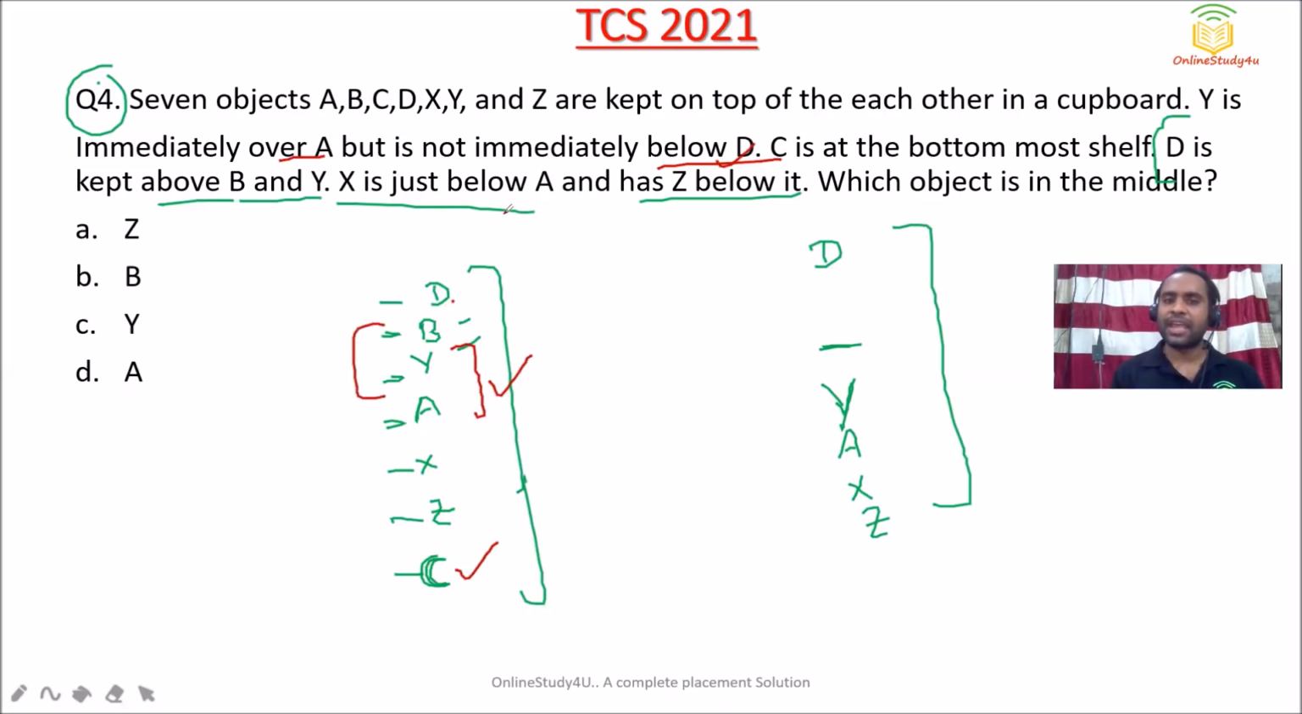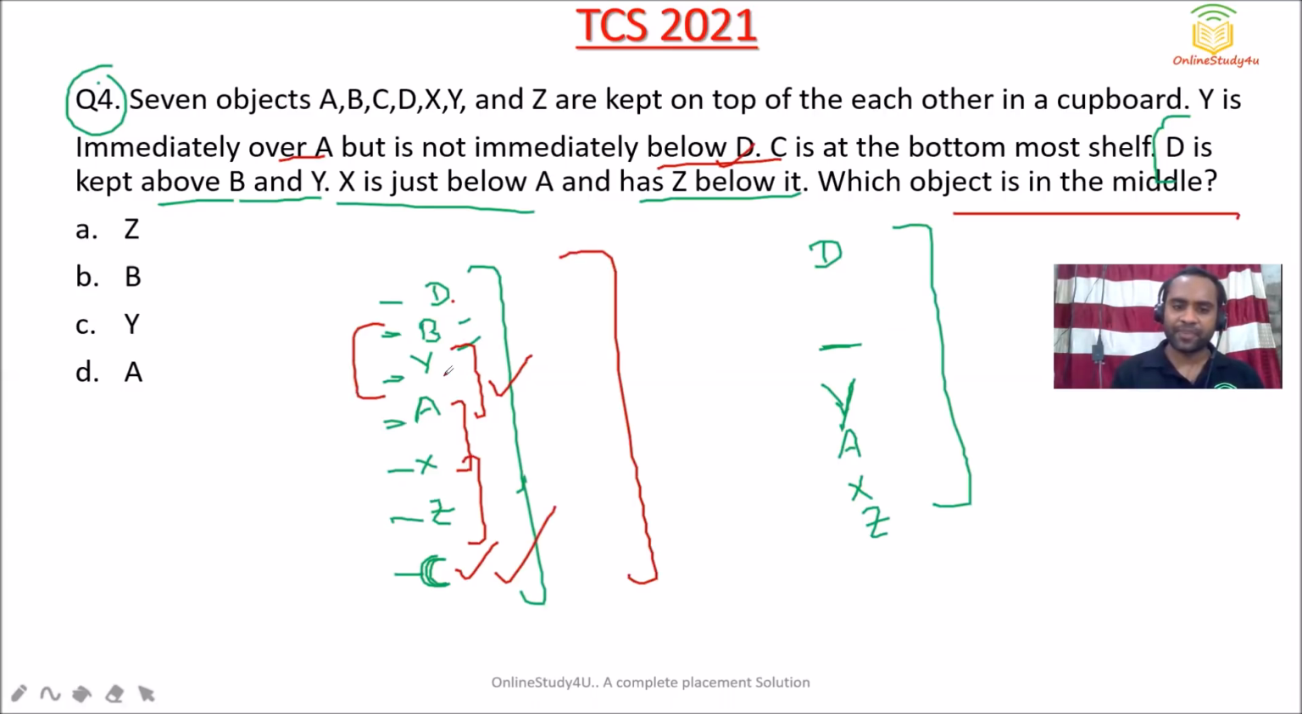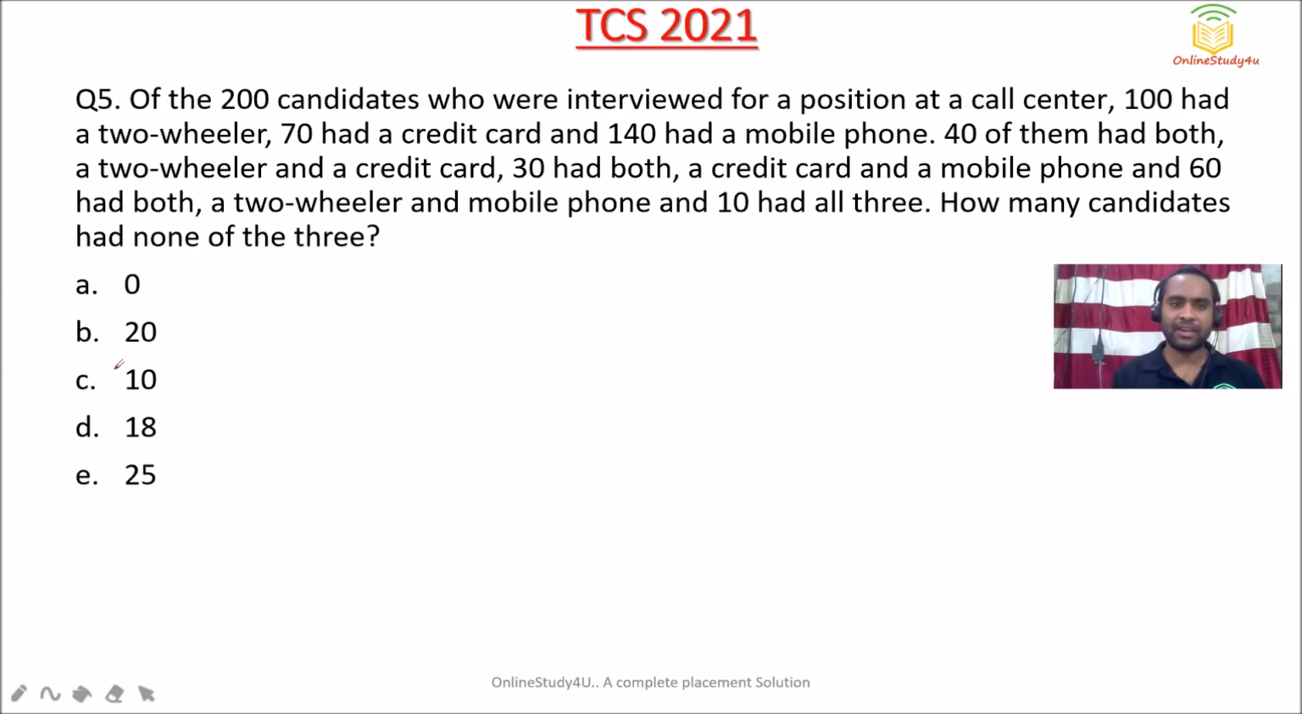That is also true. X is just below A and has Z below it, and below X is nothing but Z, and C is at the bottom. So all conditions are satisfied. Which object is in the middle? So 3 up and 3 down, so definitely A is in the middle. So option D will be correct because A is in the middle. I hope this will be clear to you.